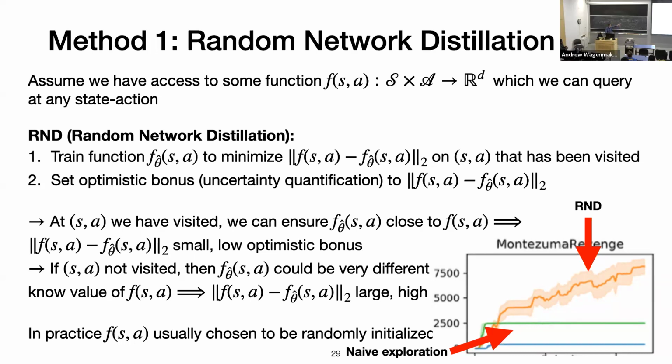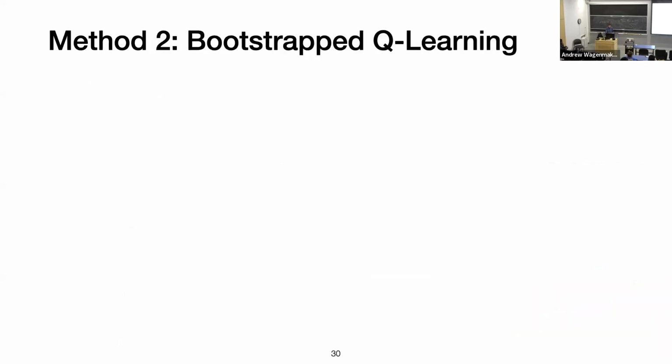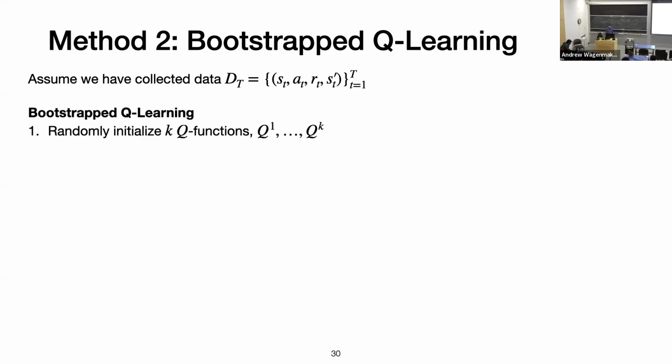Okay, so this is one way that people can instantiate optimism in practice. I'll just mention one other before closing out, and this is called bootstrapped Q-learning. The idea behind this is also pretty simple. Say I've run for some amount of steps in my environment, and I've collected a data set of transitions and rewards. All I'm going to do is the following.